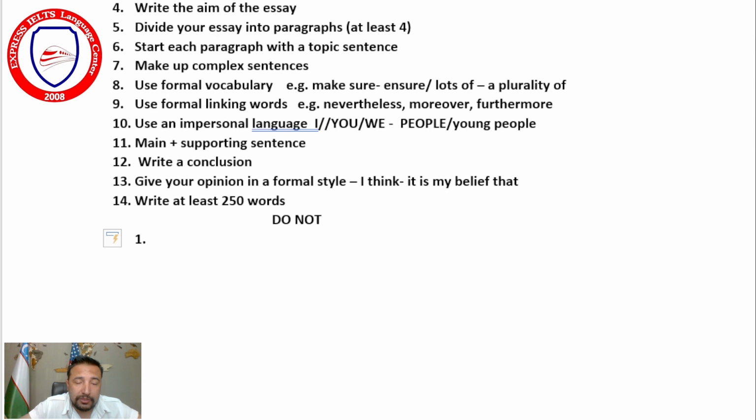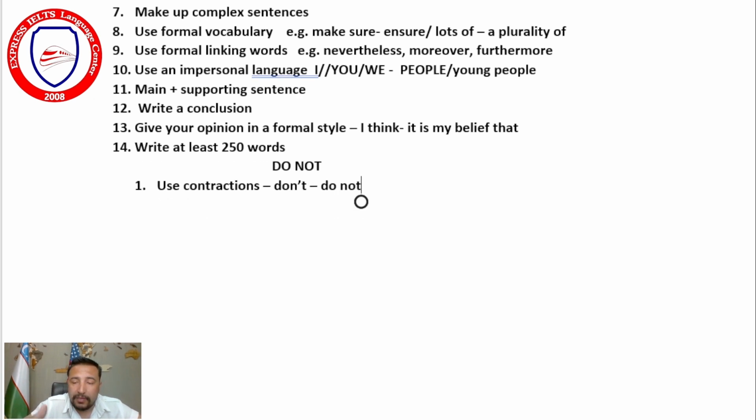The first thing that you should not do is use contractions. Contractions, what does it mean? For example, you should not say "don't", it is better to say "do not". And do not use personal language, as I have already mentioned. It is better not to use example language. For example, do not use I, you, or we, but it is better to use, for example, young people, or children.